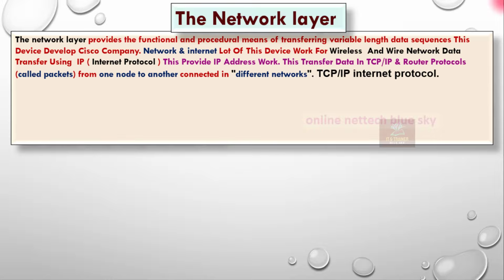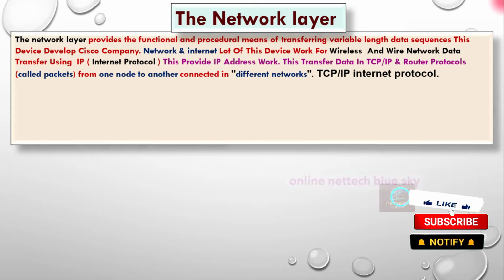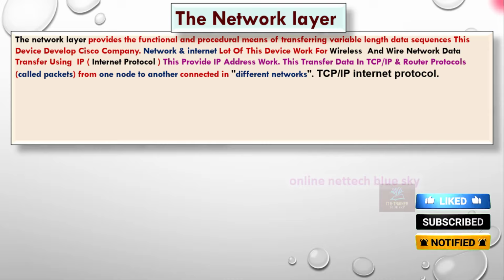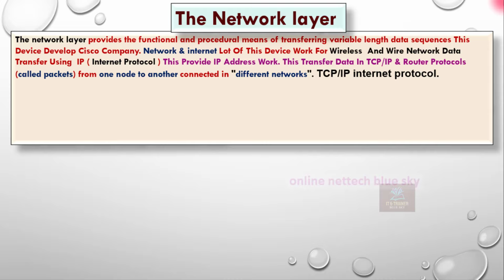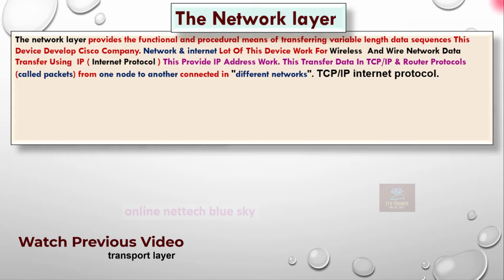Okay, so let's understand what the network layer is. The network layer provides the functional and procedural means of transferring variable length data sequences. This technology was developed by the Cisco company, and it provides functions and procedures for transferring variable length data sequences. How the data sequence is sent, how data is transferred, that means this variable length data sequence is how your data is transferred.